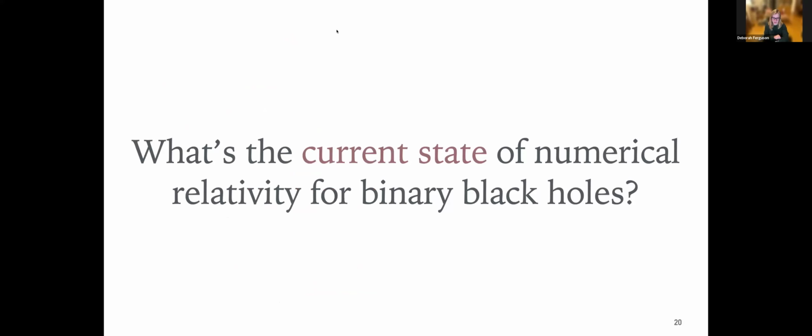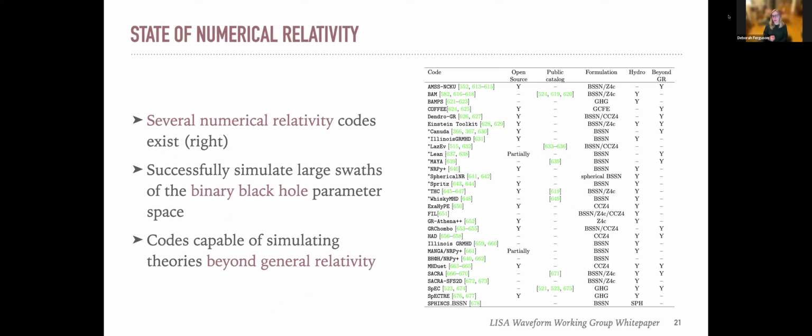So, what is the current state of numerical relativity for binary black holes? Well, there are a number of relativity codes that exist. On the right here is a screen grab from the LISA Waveform Working Group white paper that came out a couple years ago. And you can see a whole bunch, including here, you'll notice Einstein Toolkit on line 1, 2, 3, 4, 5, 6 here, as well as its children, so to speak, its various forks, derivatives over here. So we have a number of different codes with different capabilities.